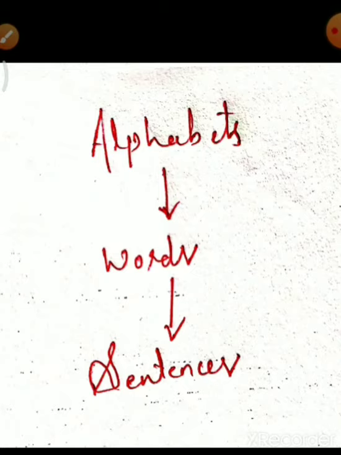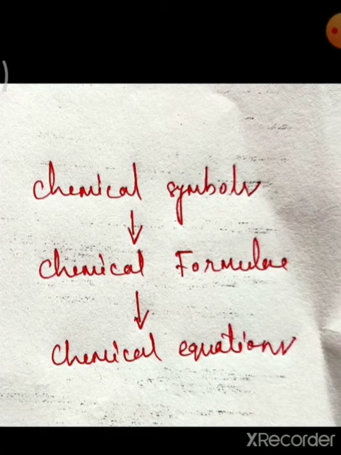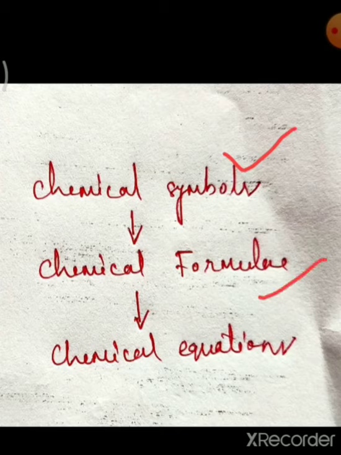So you know, in all languages, your alphabets make words and your words make sentences. The same way in chemistry language, first the chemical symbols form the chemical formulae and the chemical formulae form the chemical equations.